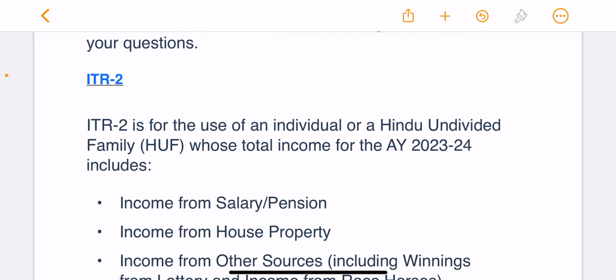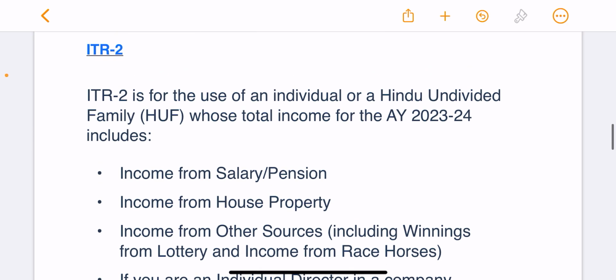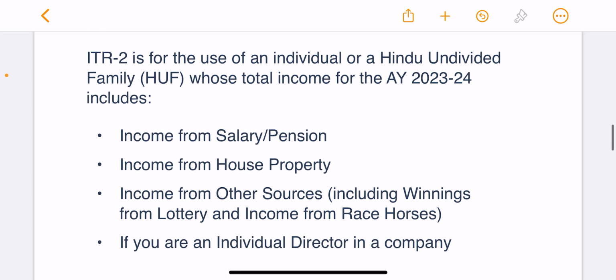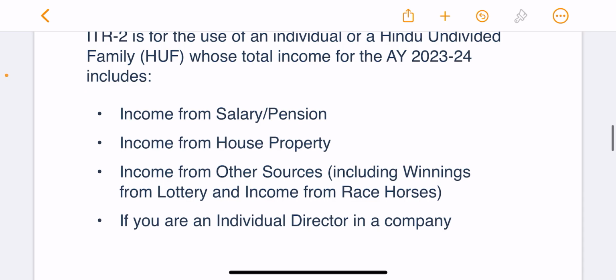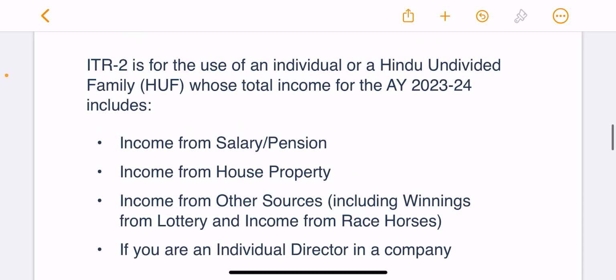Now ITR 2. Whatever is in the exclusion part of ITR 1 is eligible to file ITR 2. There is a specific condition: your income is more than 50 lakhs. And HUF is also eligible to file ITR 2. In ITR 1, only individuals are eligible to file, and only resident Indians. ITR 2 is for individuals too, but they are not talking about resident individuals only.